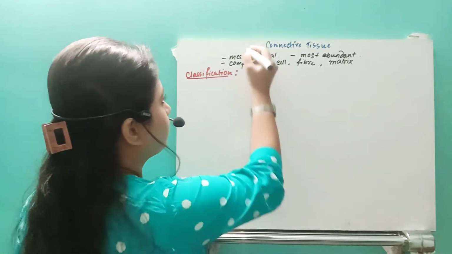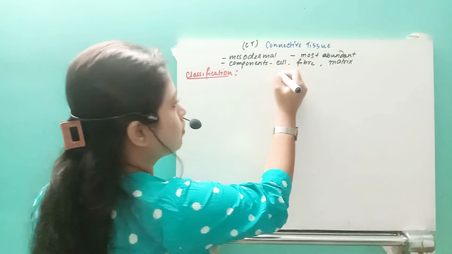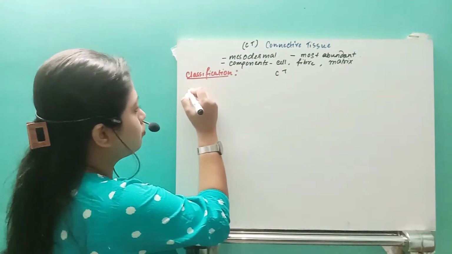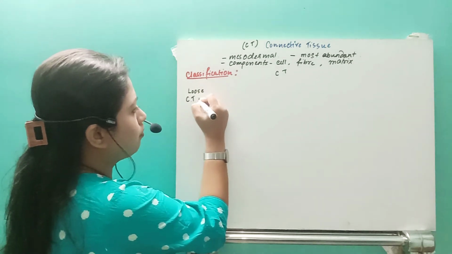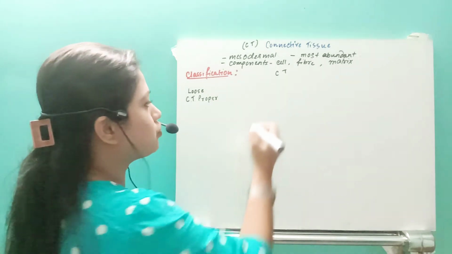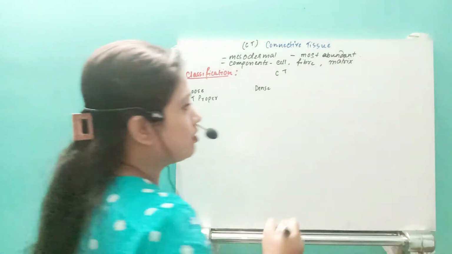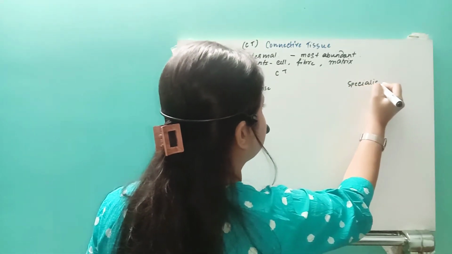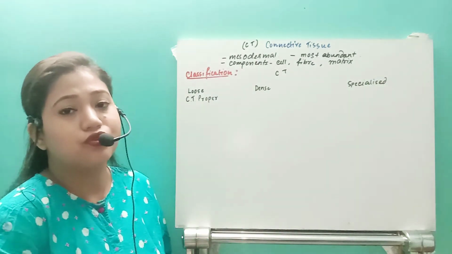So connective tissue, I will write CT only, connective tissue. Connective tissue is broadly divided into 3 types. What are they? That is known as loose connective tissue or connective tissue proper. The second type is known as dense connective tissue, right? And the third type is known as specialized connective tissue. So connective tissue is divided into 3 types.